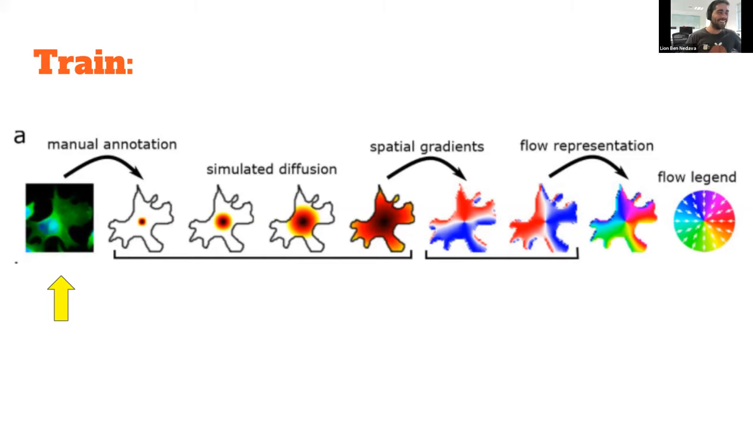Hi. Okay, so in order to understand the algorithm, we first need to understand how they did the training, how they labeled their data for the training process. The first stage of the labeling of the training data is to ask a human user to manually annotate the outline of the cell and the center of the cell. This stage is the only part of the process that's done by a human.